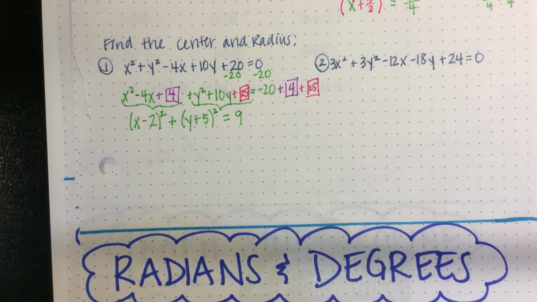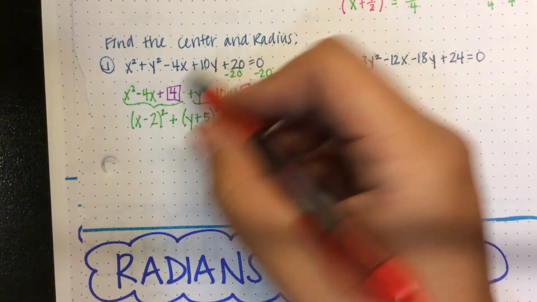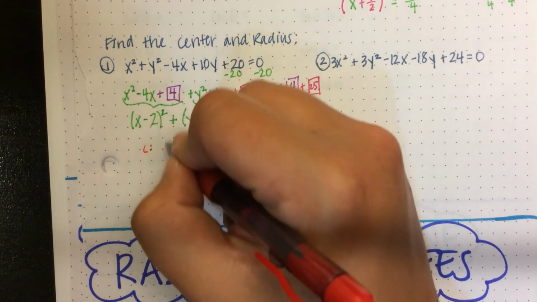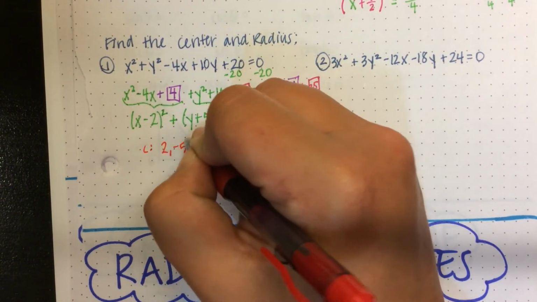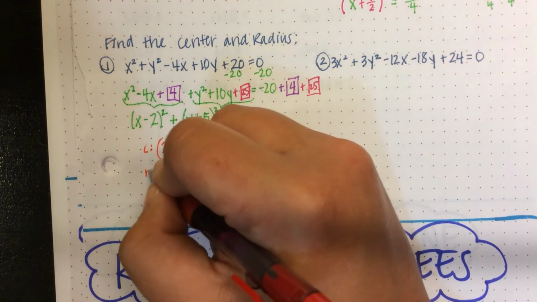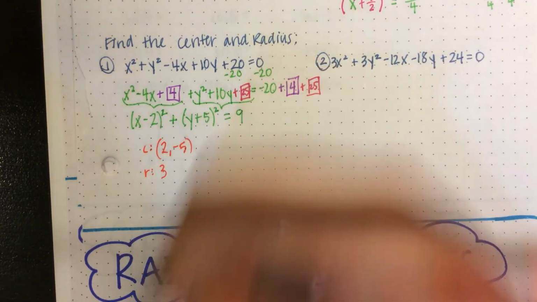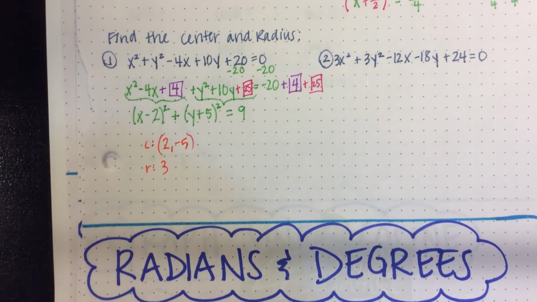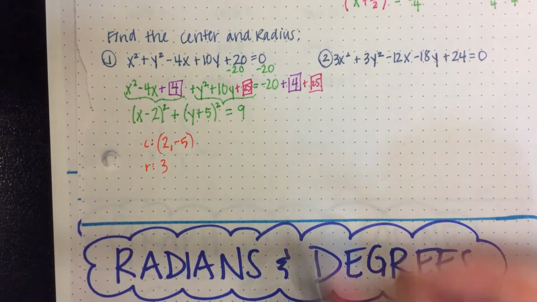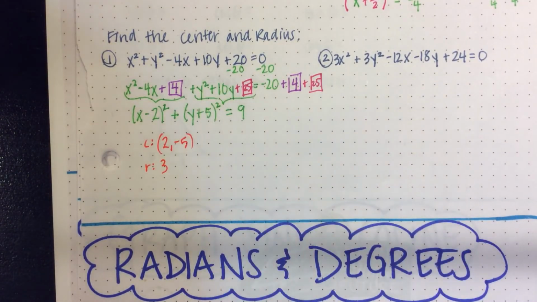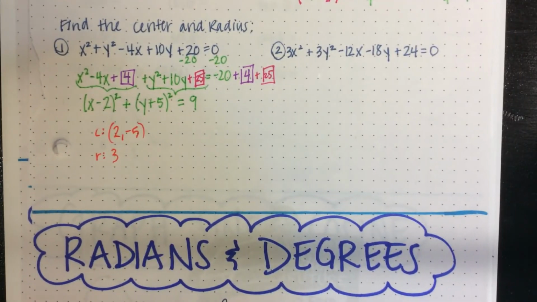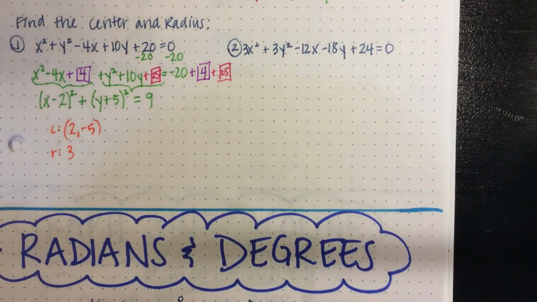So the actual problem wants us to find the center and the radius. So my center here is going to be a positive 2, negative 5. And then my radius is the square root of 9, which is 3. So that's easy peasy stuff like we did in the beginning. We just have to do some work to get to our equation that makes it easy peasy. Okay, one more of these.